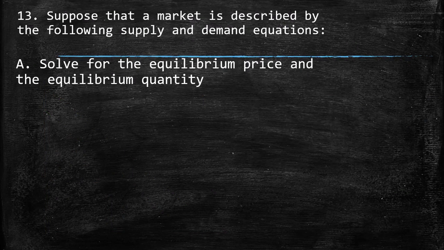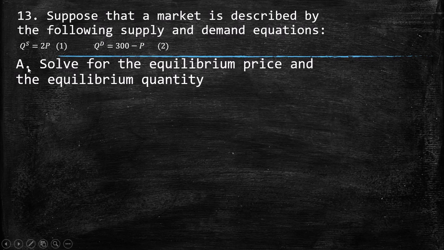So 13. Suppose that a market is described by the following supply and demand equations. Here we have the supply curve, and here we have the demand curve. It's important to see how the slope of P is positive here. This is positive and this is negative, because the demand is downward sloping.